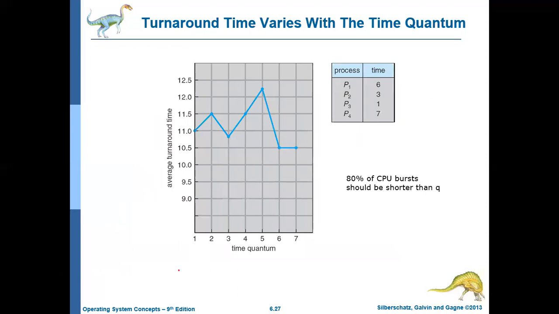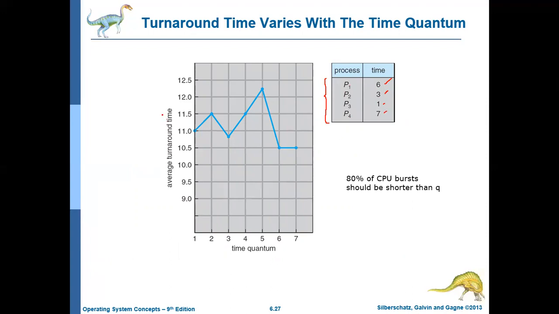So this graph is plotted for these particular processes P1, P2, P3 and P4, considering that P1 needs 6 milliseconds of CPU burst, P2 needs 3 milliseconds of CPU burst time, P3 needs 1 millisecond, and P4 needs 7 milliseconds of CPU burst time.